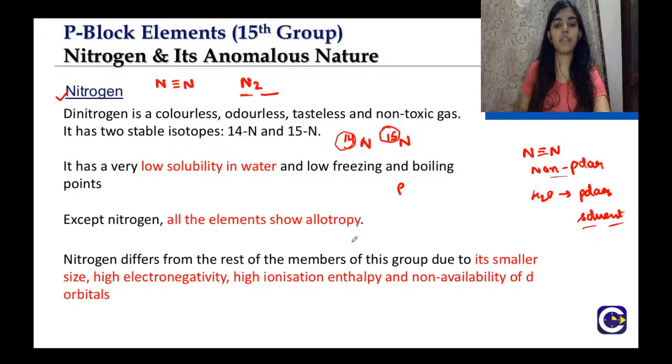Nitrogen differs from the rest of the members of this group due to its smaller size. Now this is very important. This is the anomalous behavior that is shown by the second period element in their respective groups, right? So the reason is the same for all the groups, that is why the first element shows different properties from the other elements: because the second period elements have smaller size, they have high electronegativity, high ionization enthalpy, and they don't have vacant d orbitals. D orbitals are not present in the second period elements, therefore they differ from the rest of the elements in their respective groups.